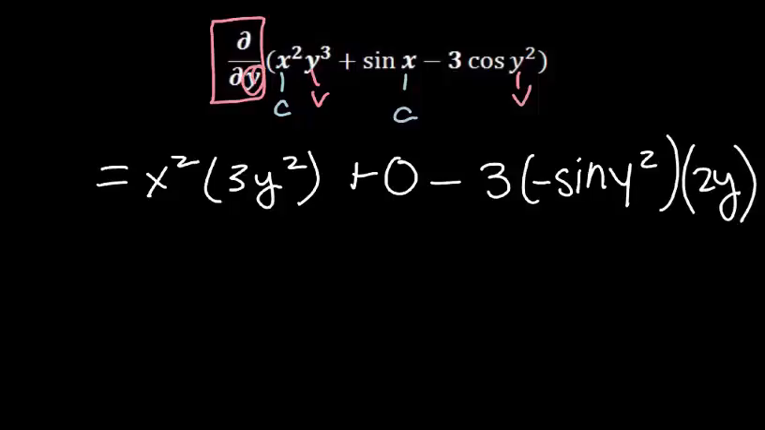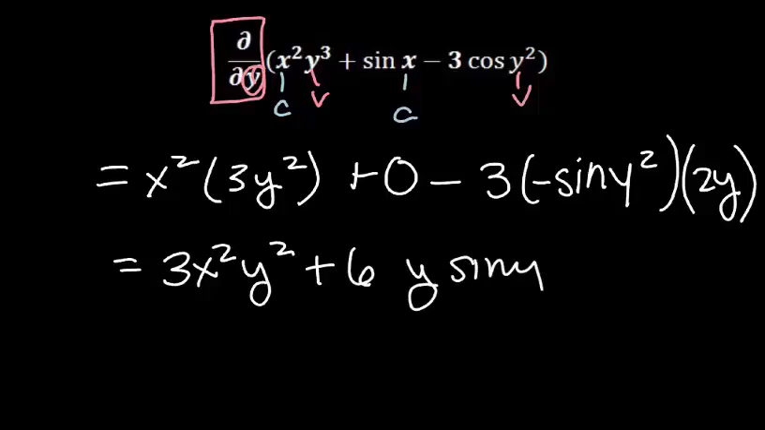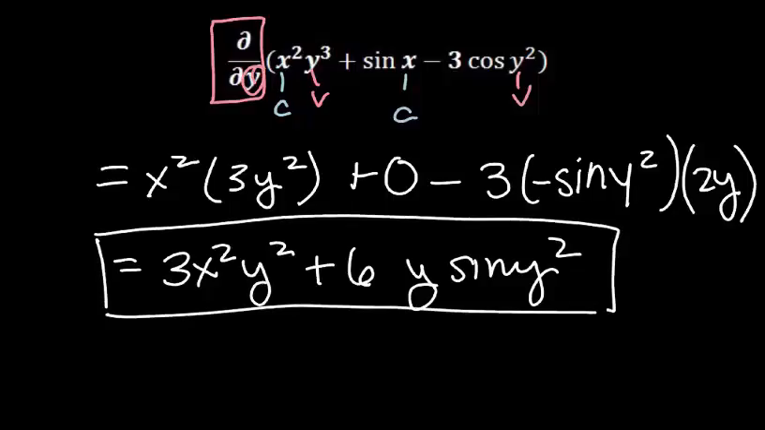So then when cleaned up, our answer altogether will be 3x squared y squared minus, or actually plus because our signs change, 6y sine y squared. And that is our answer. As you can see, our functions of sine and cosine act in the same way as they would in a traditional derivative equation. We just have to pay more attention to whether or not the variable inside the function is the one that's changing for the partial derivative.